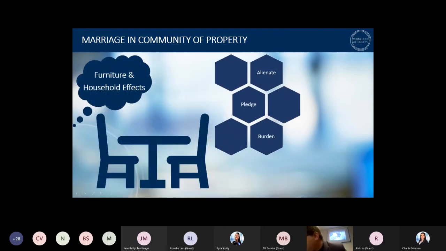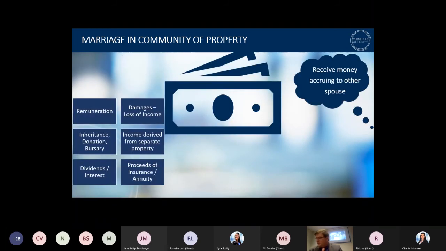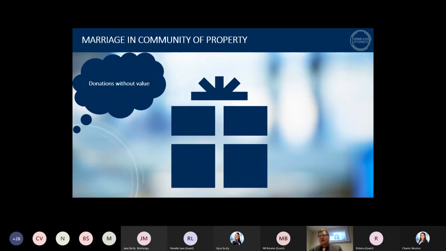Furniture or household effects, you cannot alienate, pledge, or burden. You cannot, in a marriage in community of property, receive money accruing to the other spouse in terms of remuneration, damages for loss of income, inheritance, donation, bursary, etc., income derived from separate property, dividends, or proceeds of an insurance policy or an annuity without their consent. Nice little cheat sheet that you can print out and utilize. And then finally, you cannot make a donation without value.